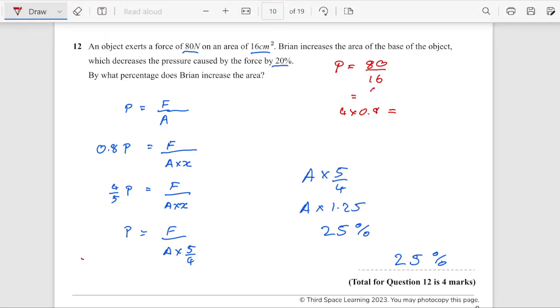Sorry, I've made a mistake there. That's 5. So that would be 5 times 0.8, which would be 4. That's where I got the 4 from. So we want 4 to be equal to, we're keeping the same pressure, 80 divided by the area. So we want the area to be equal to 20 by rearranging. So the percentage change is going to be the change from 16 to 20, which is 4 divided by the original, which was 16, times 100, which would give us 25. So that works fine.